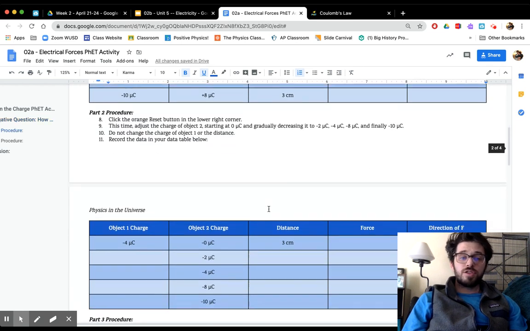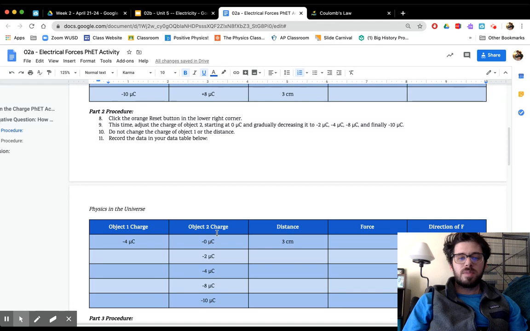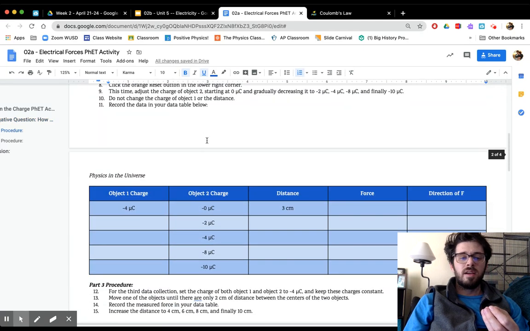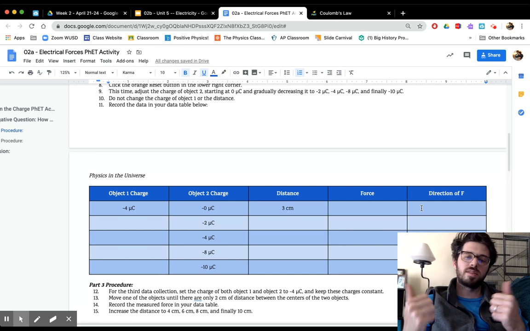For the part 2 procedure, you guys are going to be changing the sign. So you'll notice that in the very first one, they had opposite signs. Down here, they're going to have the same sign. I actually gave you a little bit more help, but I'm going to expect you guys to fill in the table for me. Again, you're holding charge 1 constant, you're holding distance constant. You'll write down the force, and then you'll write down the direction of the force. Is it inwards or is it outwards?